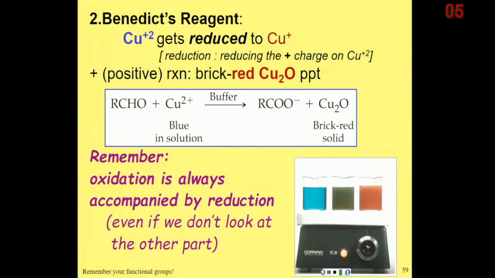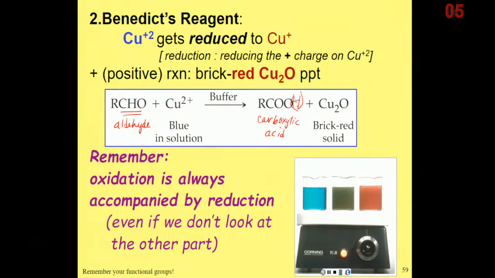Here's another visualization for that. The copper 2 ion is reacting with the aldehyde. The aldehyde has RCHO as its abbreviation, and it's going to be oxidized to make a carboxylic acid, but it's shown in its ionized form, which is going to annoy you for now, but later you'll learn more about the fact that it really is just like having that hydrogen on there.